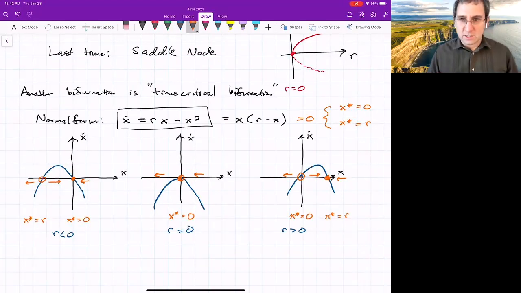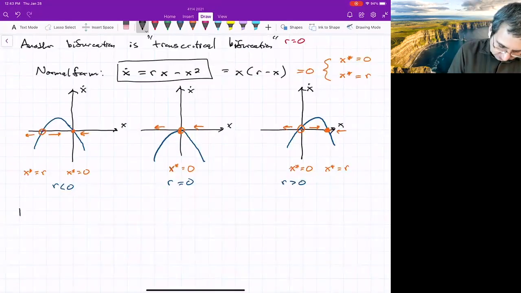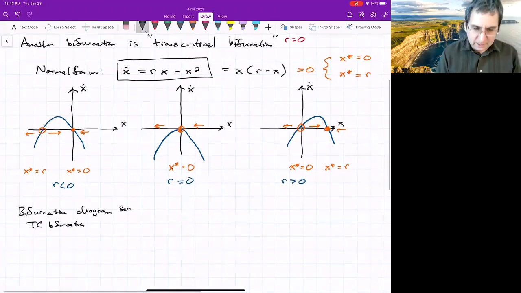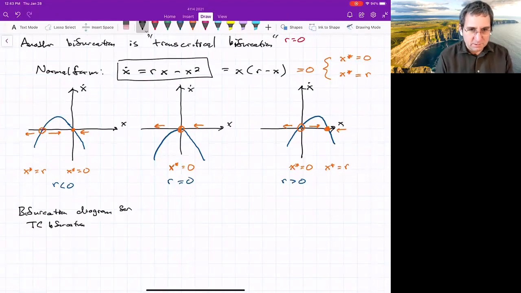So if we were to summarize this with a bifurcation diagram, let's do a bifurcation diagram. Sometimes the transcritical is called the TC, but it has another name that maybe will make sense after we plot this.